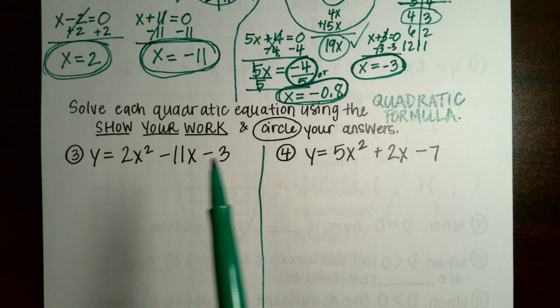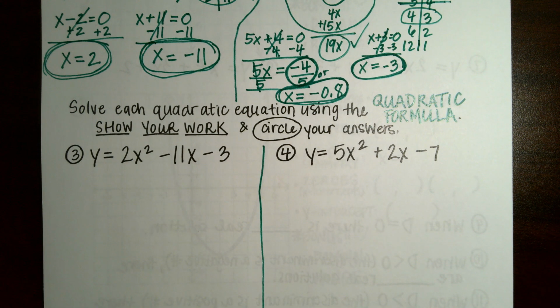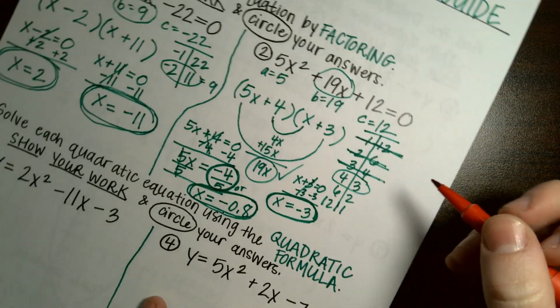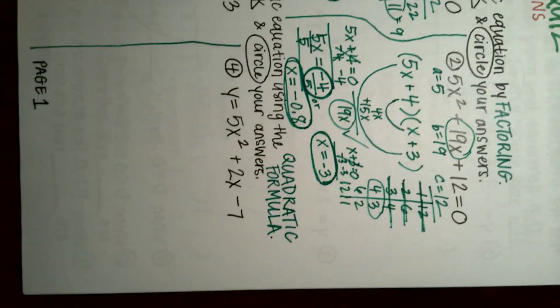So for 3 and 4, we're going to be using the quadratic formula. Now, I am going to highly recommend that you write out the quadratic formula on your practice quiz in case you forget it. That way you have it there to look at when you take the actual quiz. Let's write that formula over to the side here. I'm going to turn my paper for it.